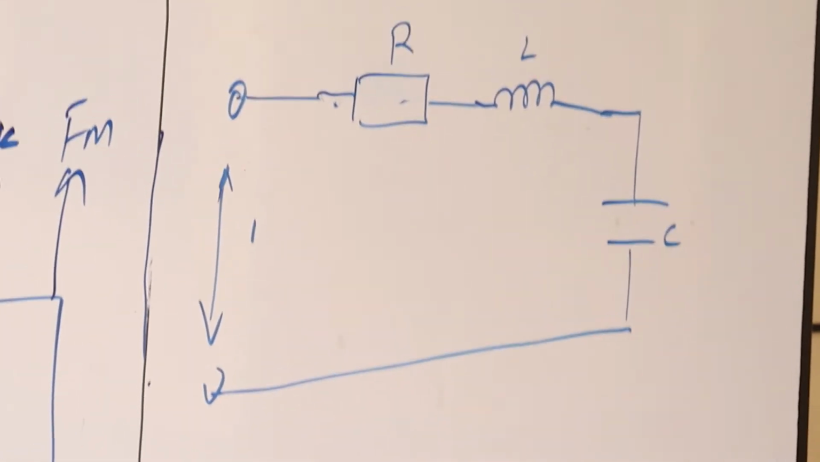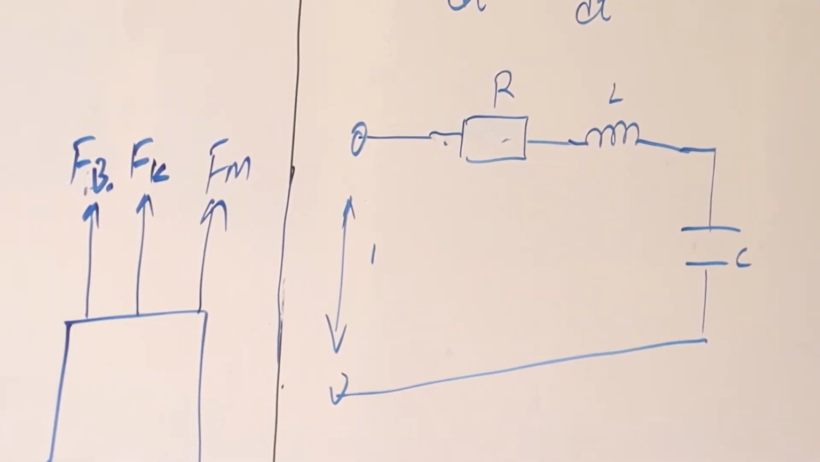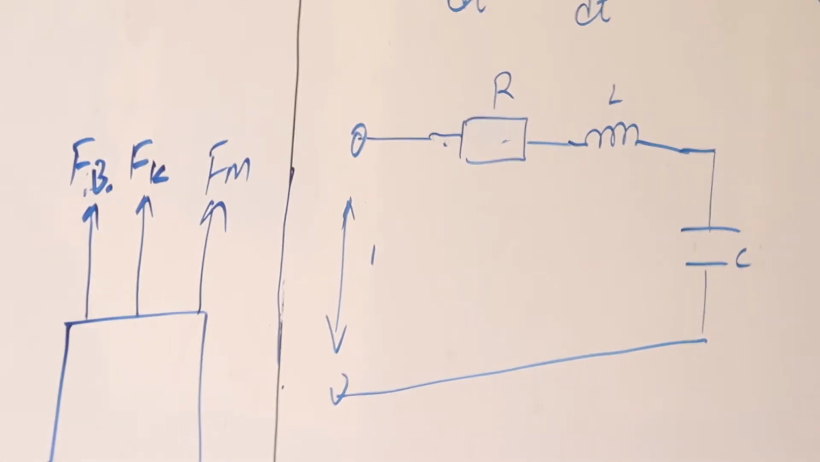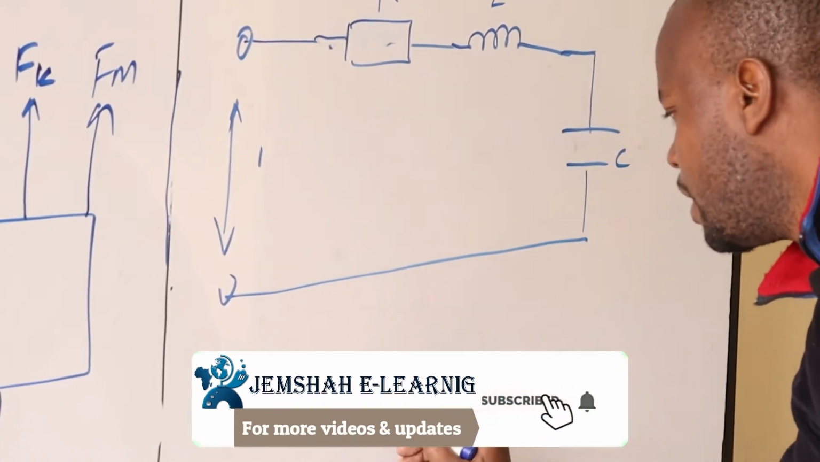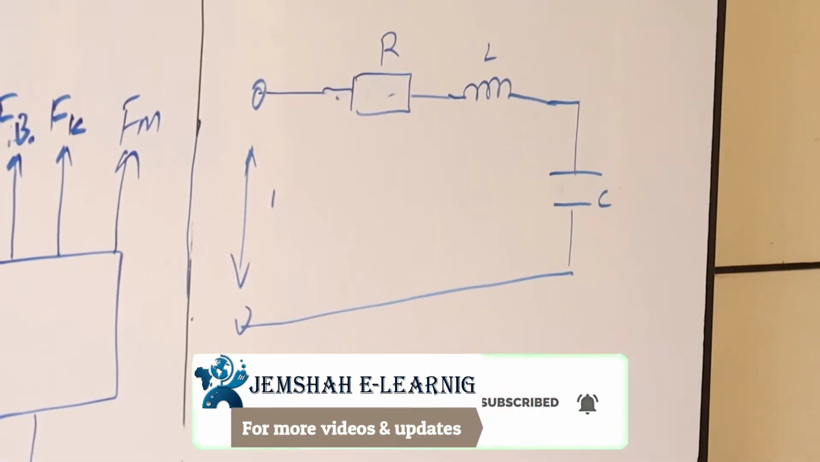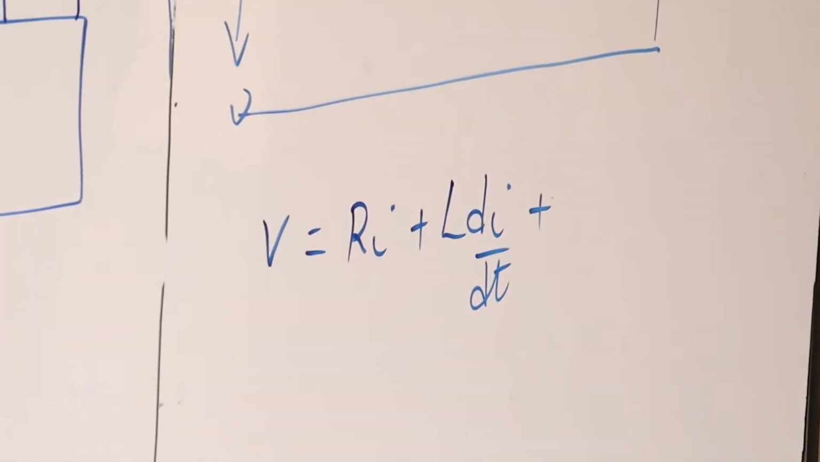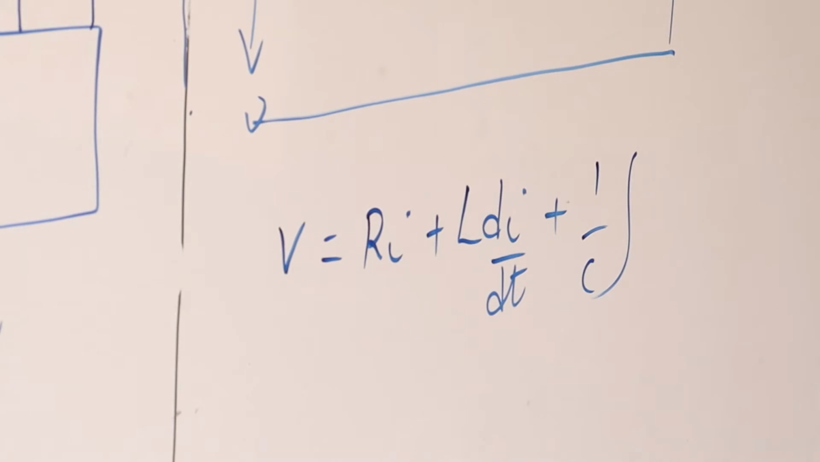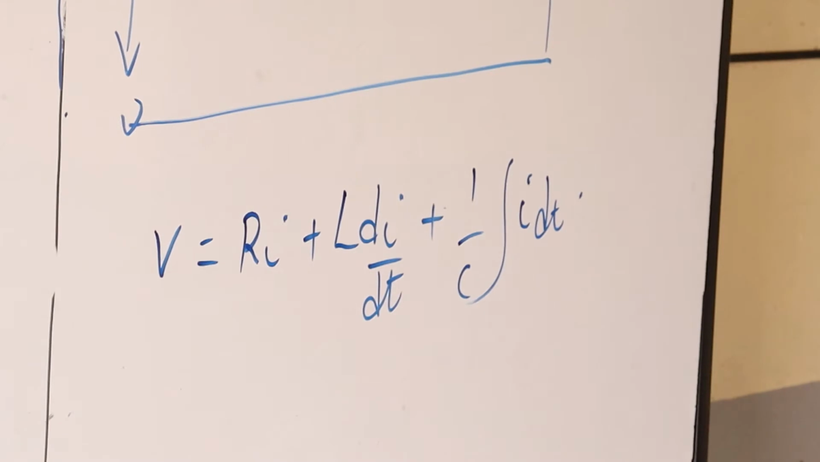And in this case, we are talking about the force-voltage analogy. If you look at this, you will find that the output is C. If we come up with a differential equation for this, we can simply say that V is equal to the voltage through the resistor, Ri, plus the voltage through the inductor, L di over dt, plus the voltage through the capacitor, 1 over C integral of i dt. So that is now the differential equation.